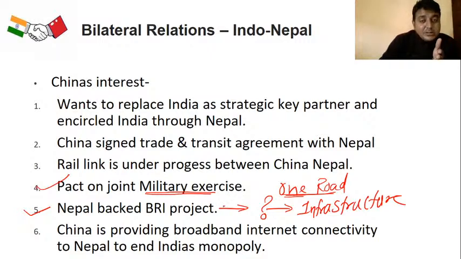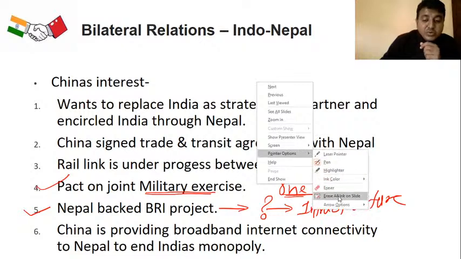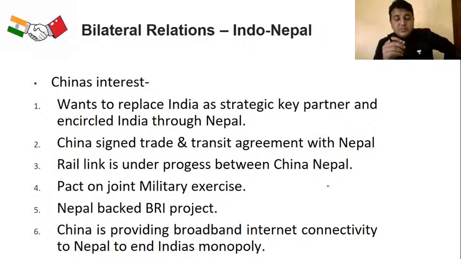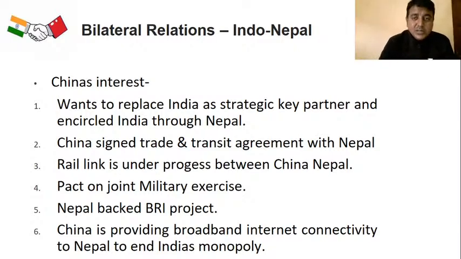Why is it a challenge for India? Why is Nepal's backing of the BRI project a challenge for Indo-Nepal relations? What do you think? Why is it a matter of concern for us, as India is not a part of BRI? India is not a part of BRI. Why is India having so much concern for BRI then? It's Nepal's choice. Nepal wants it, Nepal joins it. That's it. Nepal backed it. What's the problem with India then?